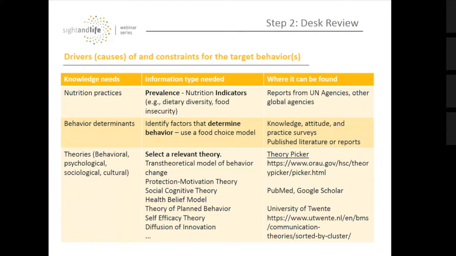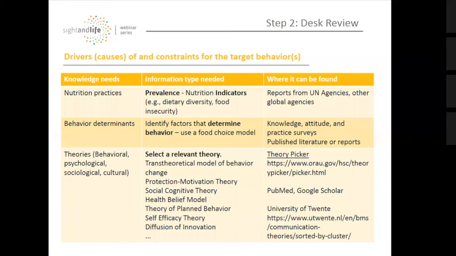Or you want to look at the published literature and reports. And it's okay to draw from global experience at this stage if the findings are relevant to your target audience. For example, there might be research in Australia on interventions to address vegetable consumption, and they might give you good ideas for your context. And the last source of knowledge that you want to get is theoretical knowledge. So you're looking for behavior theories, psychological theories, sociological or cultural theories, whatever you have access to.